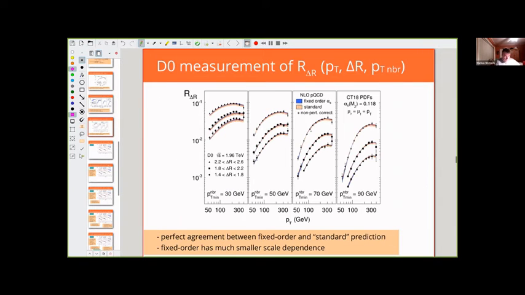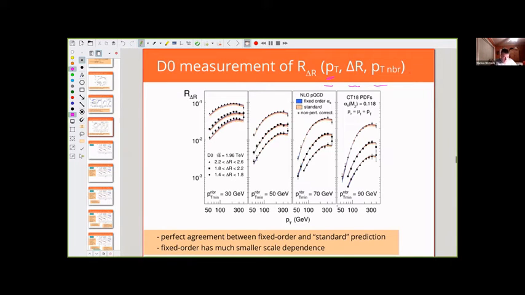Let's come to a new quantity. This is now the D0 measurement of the quantity R delta R, where we look at the average number of neighboring jets that surround a jet from the inclusive jet sample. And we measure this as a function of the inclusive jet PT, the distance to the neighboring jet, and the PT requirement on the neighboring jet.